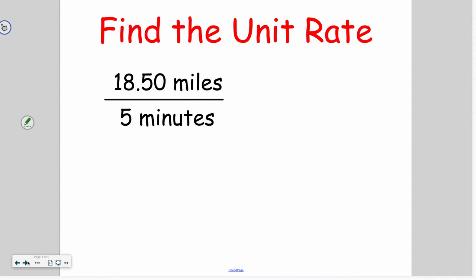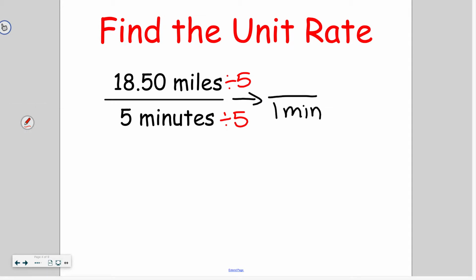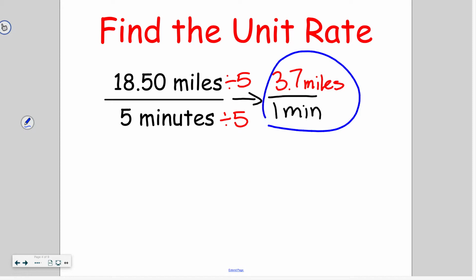For this one, again, we still want to get it to a denominator of 1. So this time we are looking at 1 minute. In order to do that, we need to divide by 5. If I divide by 5 on the bottom, that means I need to divide by 5 on the top, giving me an answer of 3.7 miles in 1 minute. Again, totally fine that there is a decimal in the answer. One thing to note also, that time value is in the bottom or the denominator of the fraction.